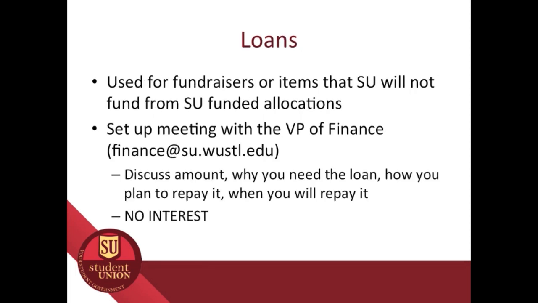As mentioned earlier, groups that are new or don't have money in their fundraising or gift account can apply for a student union loan. To apply for a loan, go to sufinance.wustl.edu. Log in with your Wustl key. Click on My Loans. Click on Create New Loan. Be prepared to provide 2 quotes if merchandise will be purchased.